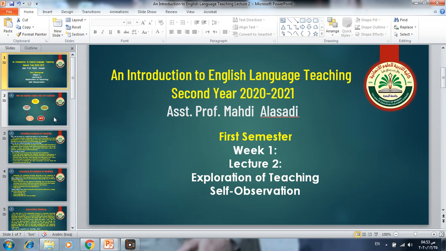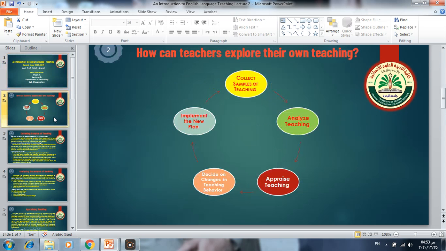So we're going to start the lecture with this diagram. As you see, how can teachers explore their own teaching? The process of exploration takes different steps. The first step of the exploration process is collecting samples of teaching. So as you see in the diagram, here we have the first step is collecting samples of teaching.